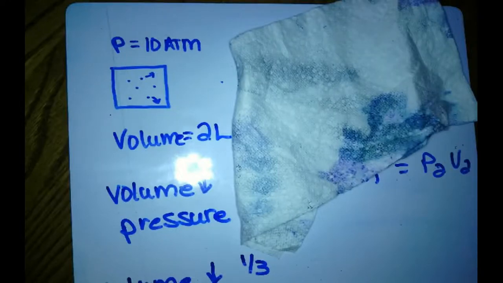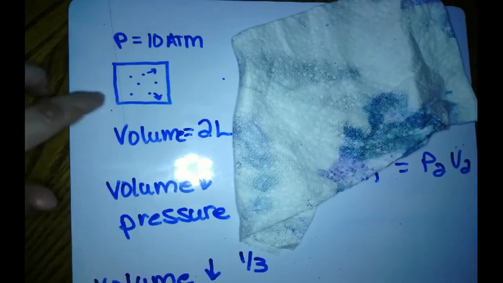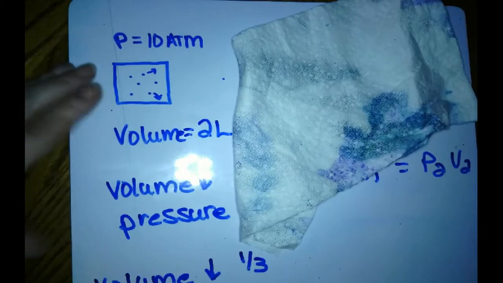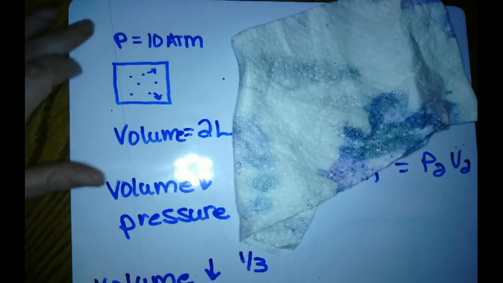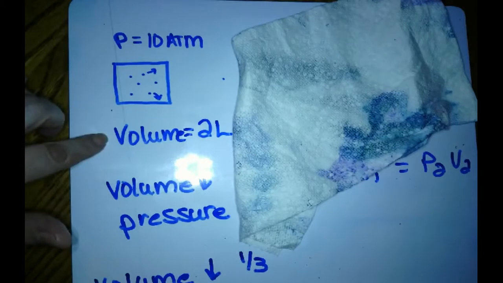Hi, so for our gas laws, normally you would be whiteboarding some pictures, and these are called particle diagrams. So if you want to do this with me, and I hope you will, take out a piece of paper and a pencil and draw away. We're going to start with a pressure of 10 atmospheres and a volume of 2 liters.